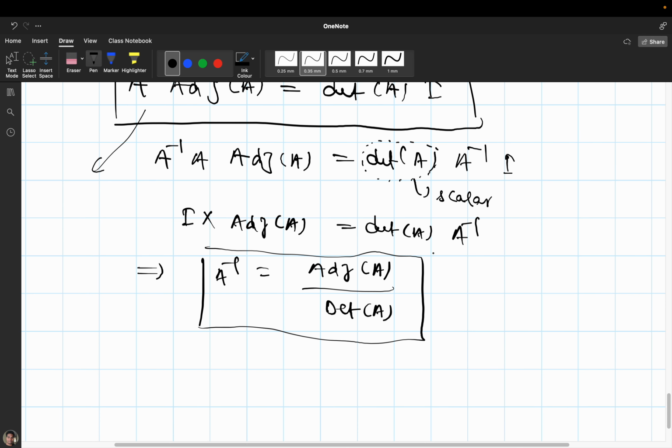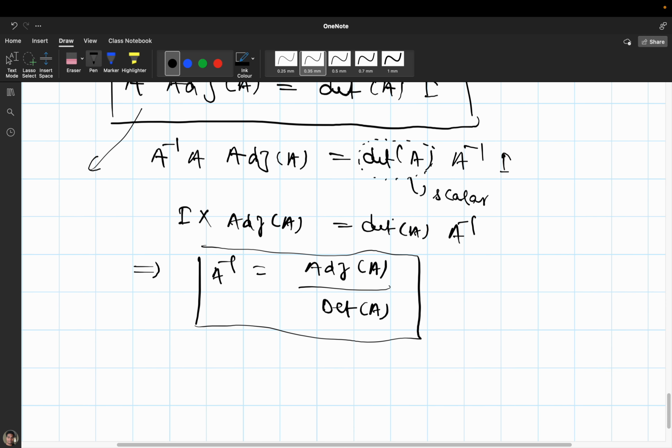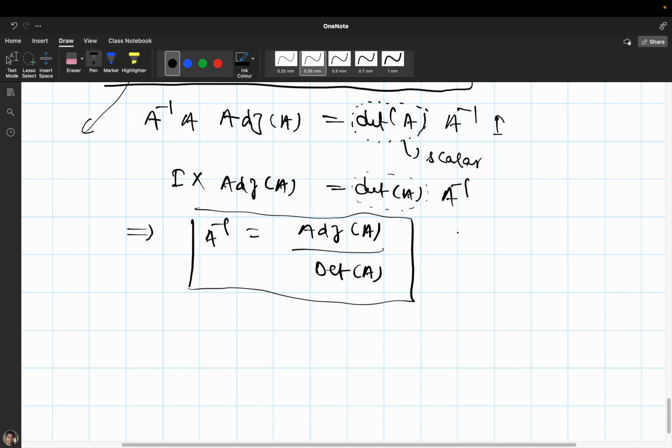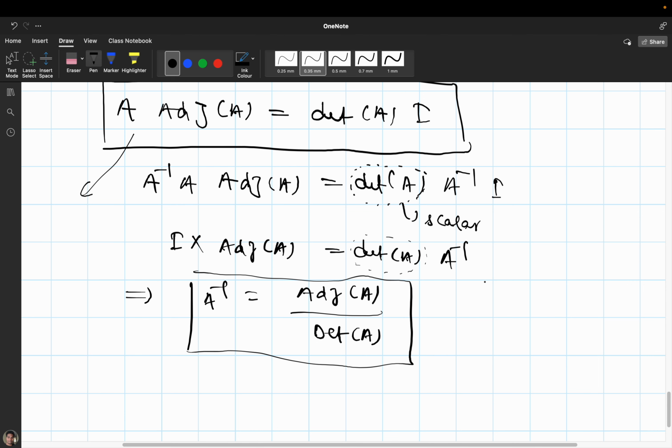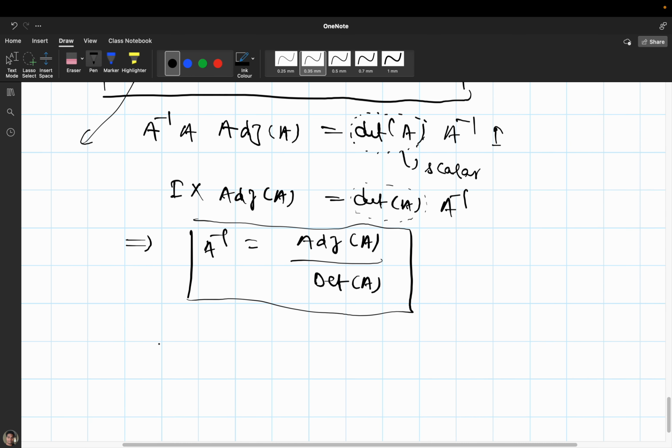Here you may ask, sir, how did you move from here to this? Since it is a scalar, in scalar you can do that, that is applicable. Is it fine or not? So this is the formula of A inverse. Now I will prove this.